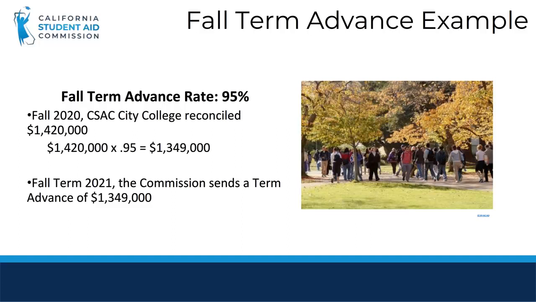In the fall term 2020, CSAC City College reconciled $1,420,000. So for fall term 2021, we will send City College a term advance of $1,349,000. This will provide funding to begin paying students without delay once their eligibility is confirmed.